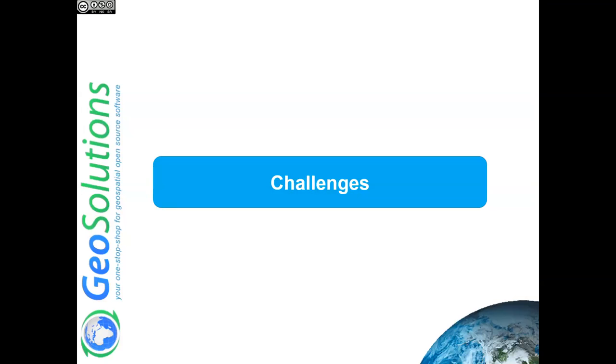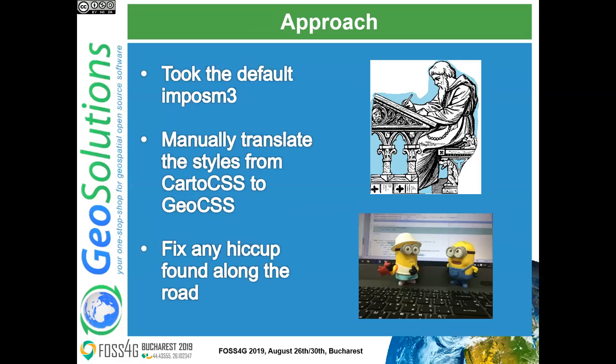Challenges. What challenges did we face during this work? Many. So what was the approach that we took? We took the default ImpOSM 3 mapping file, which is quite close to what one needs to render OpenStreetMap. It already lays out the data in nice layers, and it imports more or less all the data that is actually needed to render OSM, with very few exceptions. Then we took the styles provided by the GravityStorm repository, and we manually translated them from CartoCSS to GeoCSS.